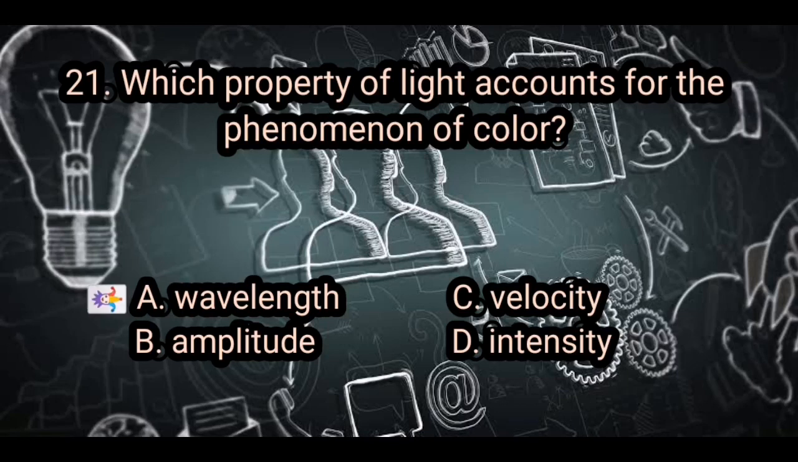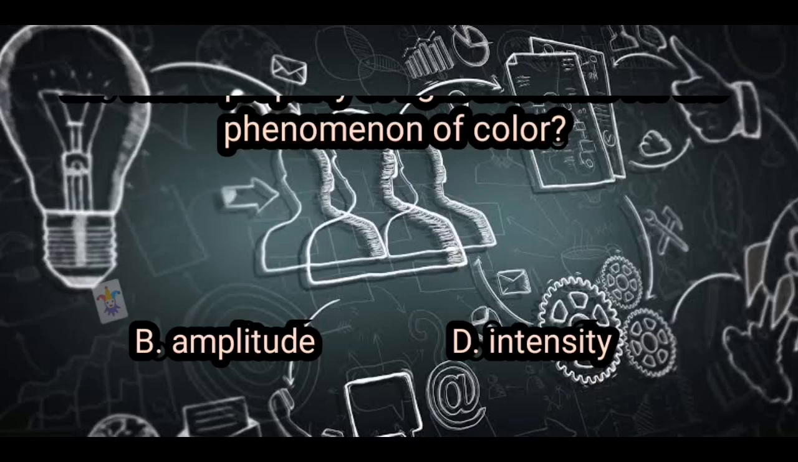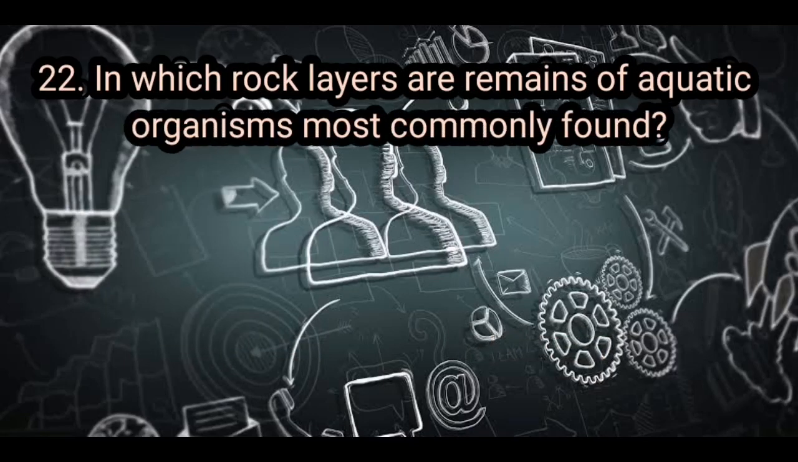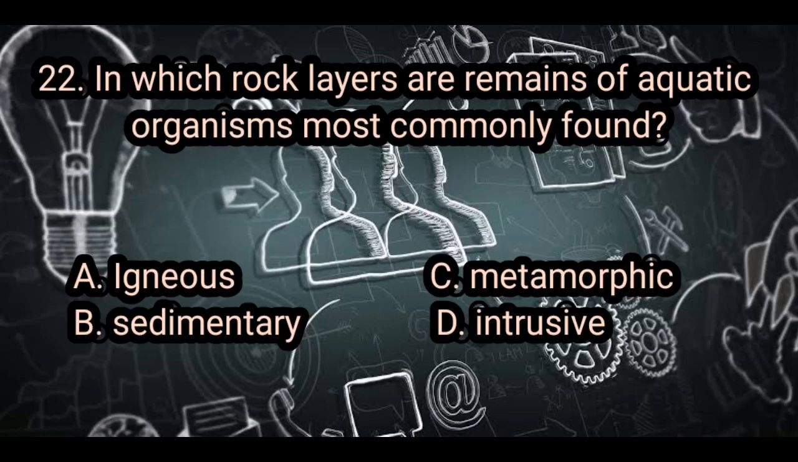Correct answer, letter A. 22. In which rock layers are remains of aquatic organisms most commonly found? A. Igneous. B. Sedimentary. C. Metamorphic. D. Intrusive.